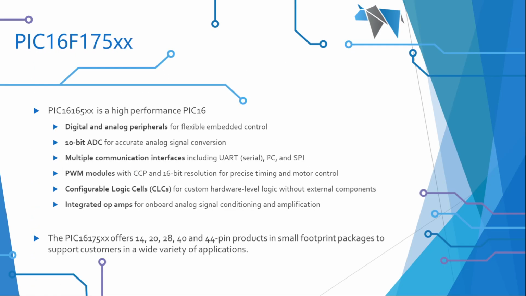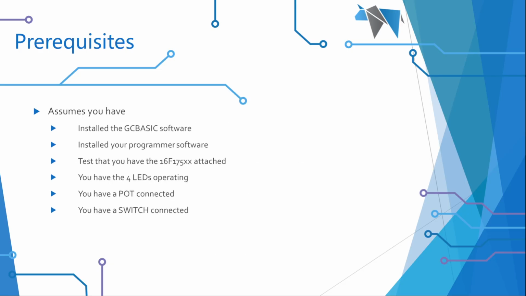I'll briefly just look at this. The PIC16175xx chip family is the latest PIC16 available, and comes in various products. Okay, so I'm assuming that you've installed the GC Basic software. It all works. You've got it connected up. You've tested that you can connect your chip. You have 4 LEDs, a potentiometer still connected from the last tutorial, and now you've connected up a switch.